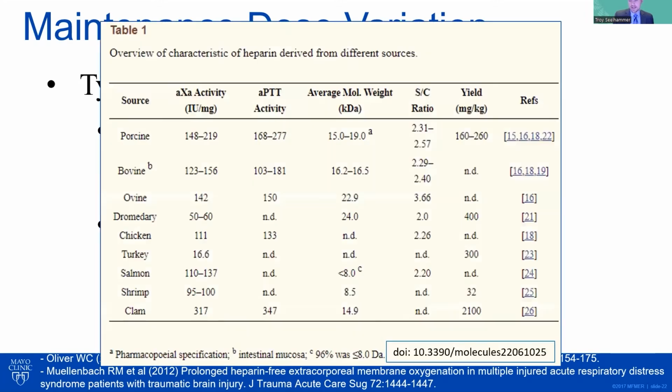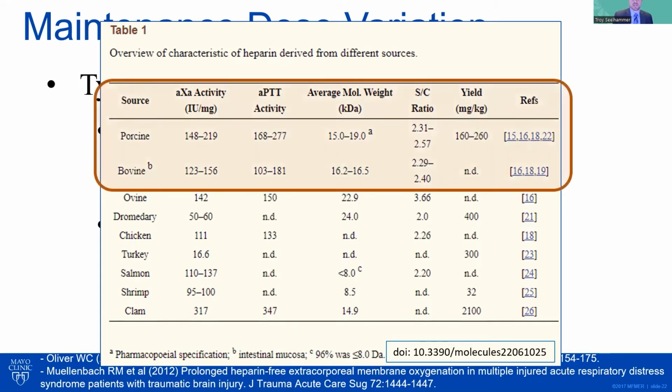This is a slide now several decades old, but it looks at two different formulations of unfractionated heparin. One derived from the porcine or pig, and the other bovine. And what I wanted to draw your attention to is the amount of impact or potency of these compounds differs. Even individual lots can differ.